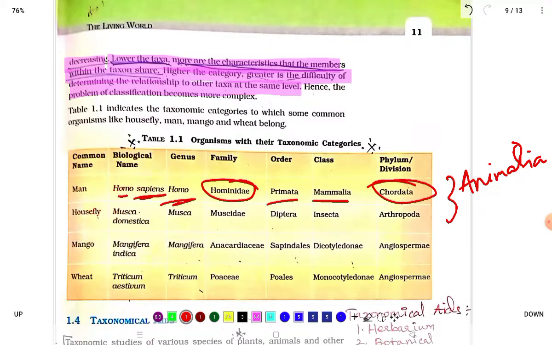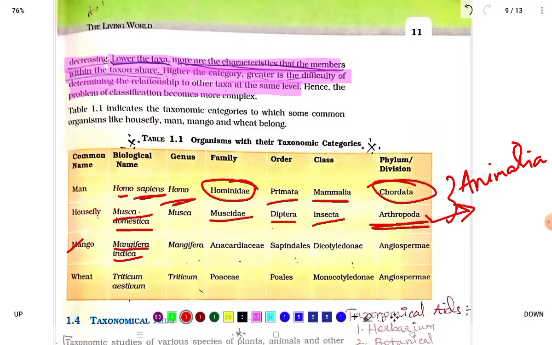Housefly, Musca domestica. Musca is the genus name and domestica is the species name. So family name is Muscidae. Order name is Diptera, class is Insecta, and phylum is Arthropoda. Phylum Arthropoda, I said like non-chordates, right? So it is one under this. Okay, Arthropoda. And mango, Mangifera indica.